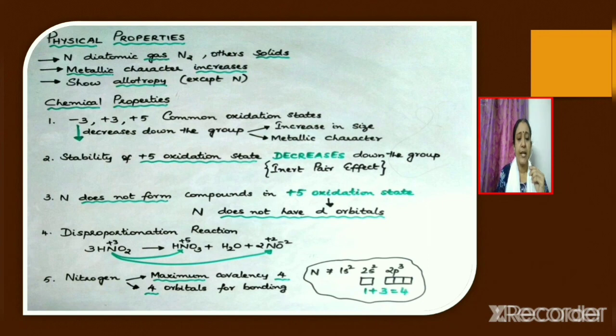Now in the case of nitrogen, it can exhibit a maximum covalency of only 4. It is because only 4 orbitals are available for nitrogen for bonding. If we consider the electronic configuration of nitrogen, we will see that only the 2s and the 3 2p orbitals are available for bonding. So that is how we get 4 orbitals associated with nitrogen available for bonding. Thus, nitrogen exhibits a maximum covalency of only 4.